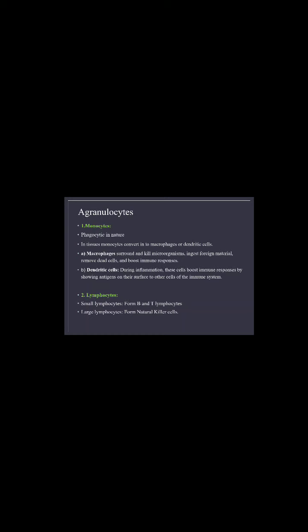The second type of agranulocytes are lymphocytes. Lymphocytes are very important because these are the ones which are going to help us in the immune response. We'll study in detail in the acquired immunity. Small lymphocytes are known as B lymphocytes and T lymphocytes, and large lymphocytes are known as natural killer cells. Natural killer cells, what do they do? They mostly kill the pathogens.